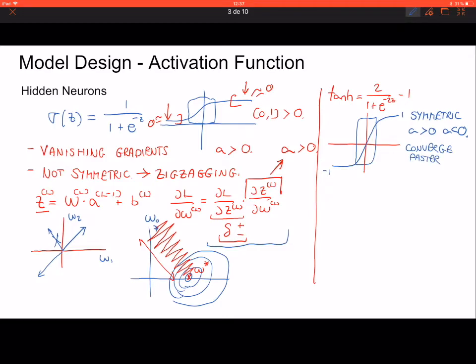But we still have the issue with vanishing gradients. The gradients at these locations are still very close to zero. Although we solved the symmetry issue, and we can converge faster when the values are around this region, we still have the problem of vanishing gradients.